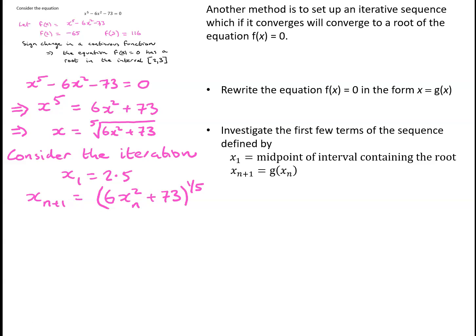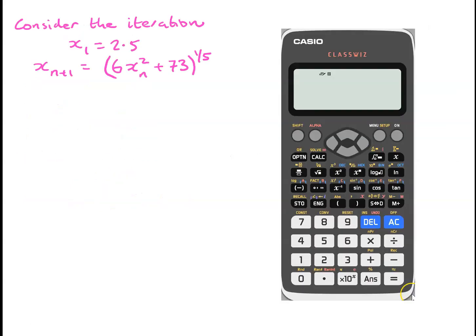Now, as we've seen in earlier work on sequences, we can use our calculators to generate these terms very efficiently. So the first thing we must do is put the value of x1 in and then press equals to put it into the answer memory. We must then go through and put the formula for our iteration in. So in this case it is the fifth root of 6 times my last answer squared plus 73.